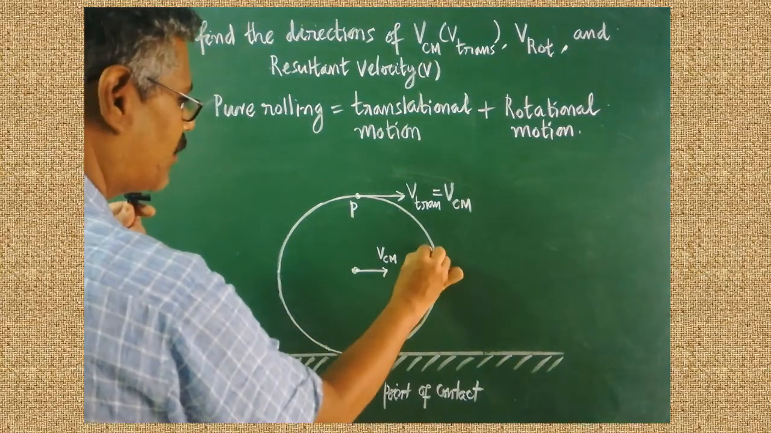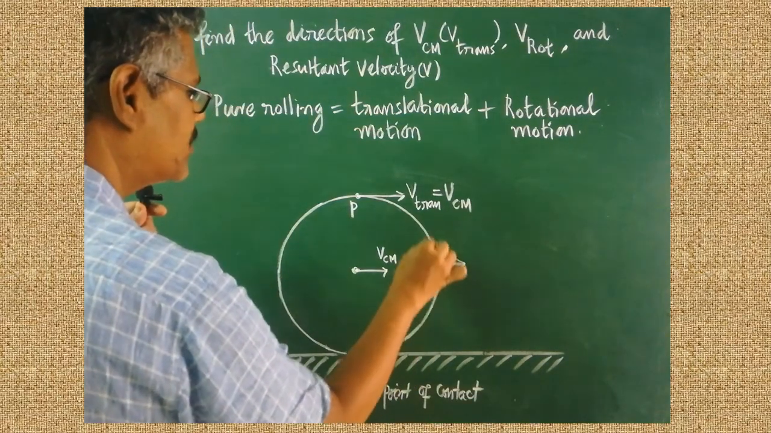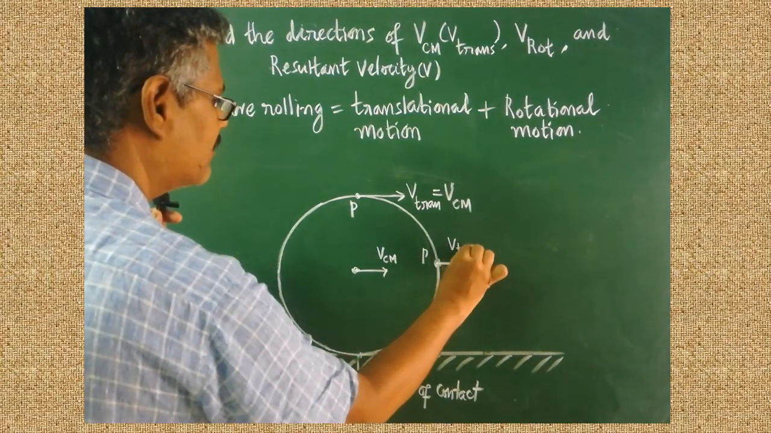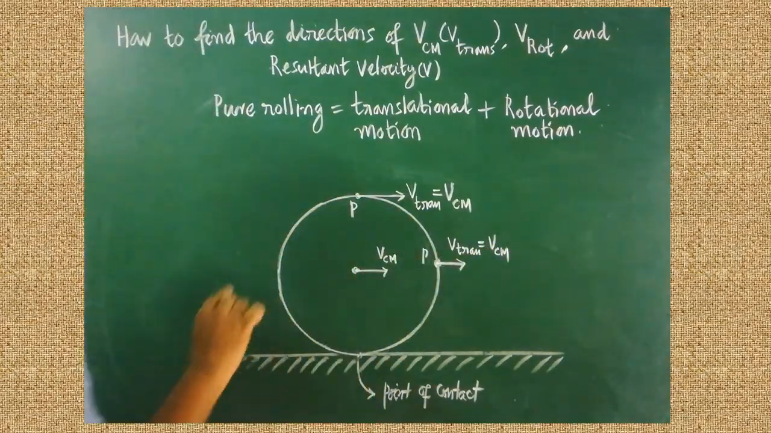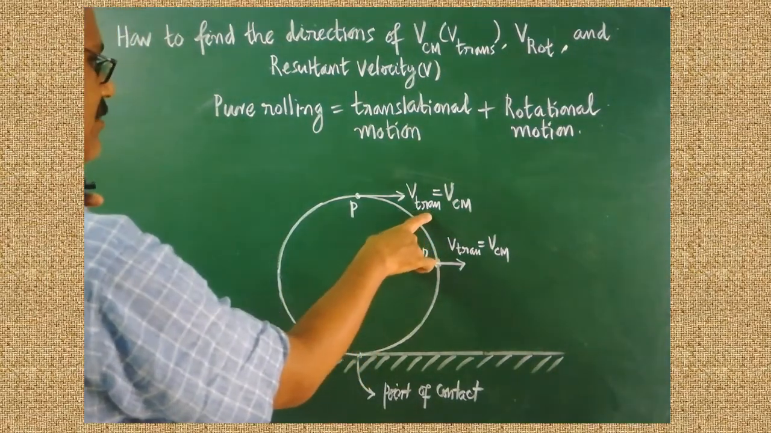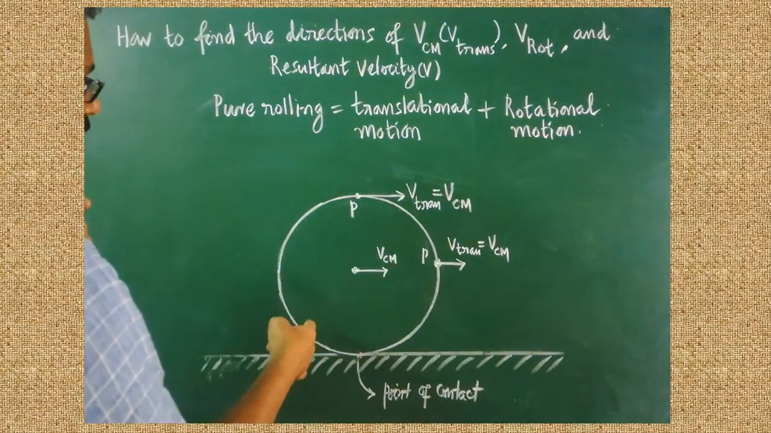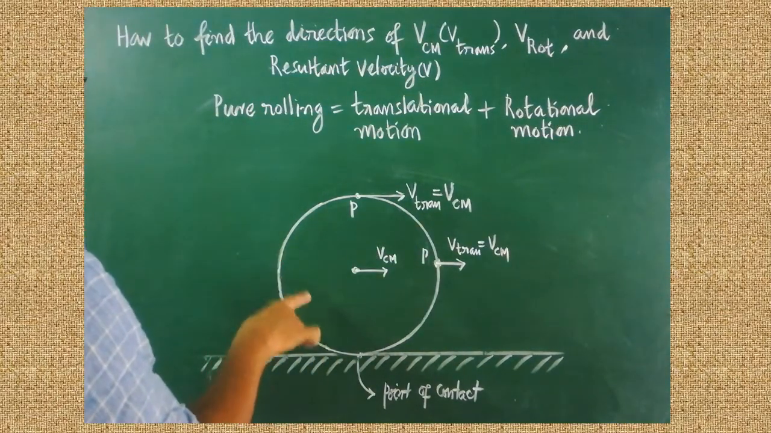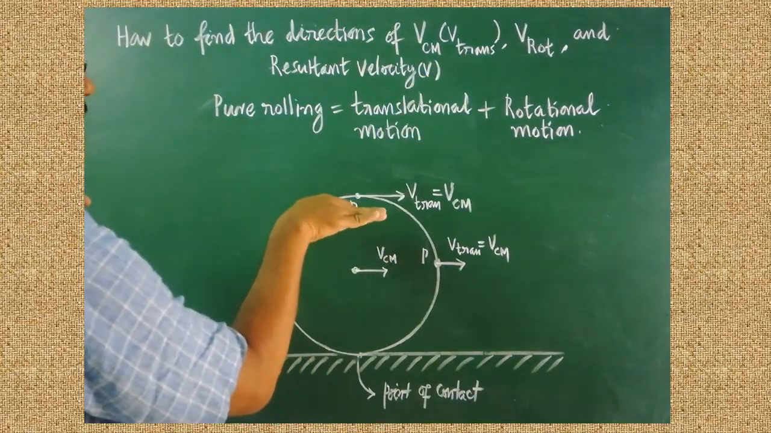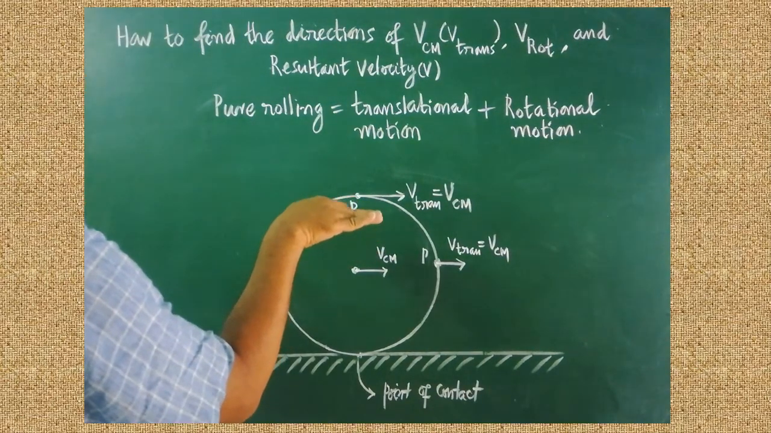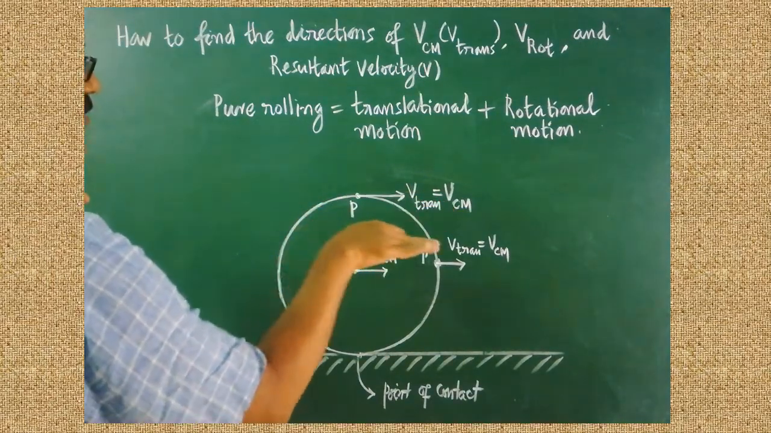If you consider another point P here, what will be the translation velocity of this point P? Here also the translation velocity will be equal to VCM. So all the points in the rolling disk, their translation velocity will be equal to VCM. Don't forget, if you choose any point on the disk, their translation velocity will be equal to VCM. I have told you clearly in which direction the VCM and the translation velocity of all the particles are acting. So this is the direction of the VCM and V translational.